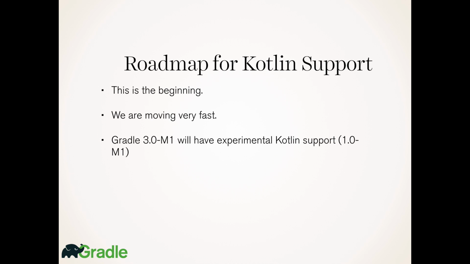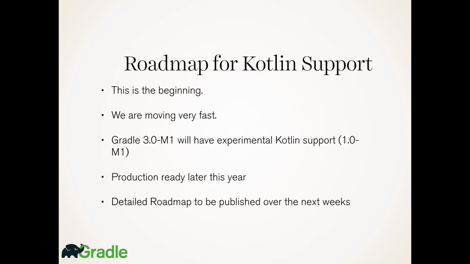What is interesting to understand, the Kotlin support at the moment lives in a different repository so that you can update to a newer version of the Kotlin support without being forced to upgrade to a newer version of Gradle. We want to have, for the incubating period, separate life cycles. But in 3.0 M1, it will be embedded, right? Only if you want to update to a newer version of the Kotlin support, you need to do something. Otherwise, Gradle 3.0 M1 will have Kotlin support out of the box. It will be production ready later this year, and the detailed roadmaps will be published over the next weeks.